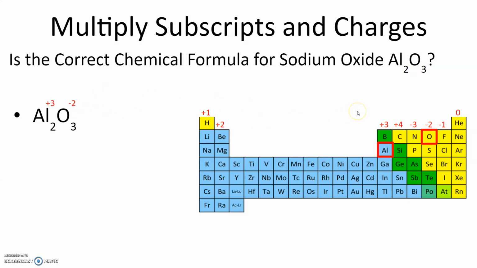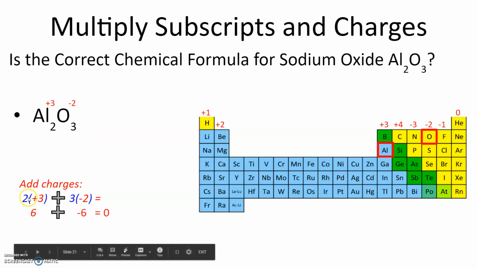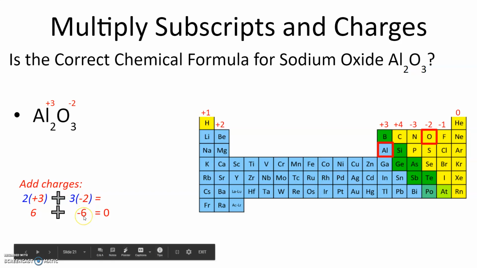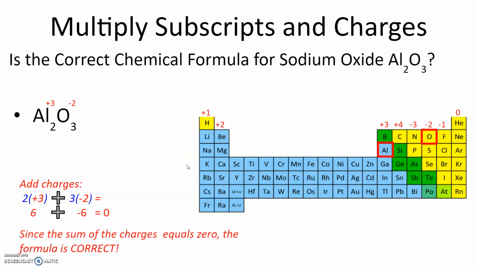It's in group 13. Okay, so we're going to add the charges. But in this case, since we have subscripts, we're going to make sure we multiply the subscripts to the charges. So I'm going to take the subscript of aluminum, 2 times its charge +3. And then I'll do the same for oxygen, 3 times its charge -2. When I do that, 2 times +3 is 6, and 3 times -2 is -6. Once I've multiplied the subscripts and the charges, I can add those together and see if they give me 0. And in this case, it does. So that means that the formula is correct.